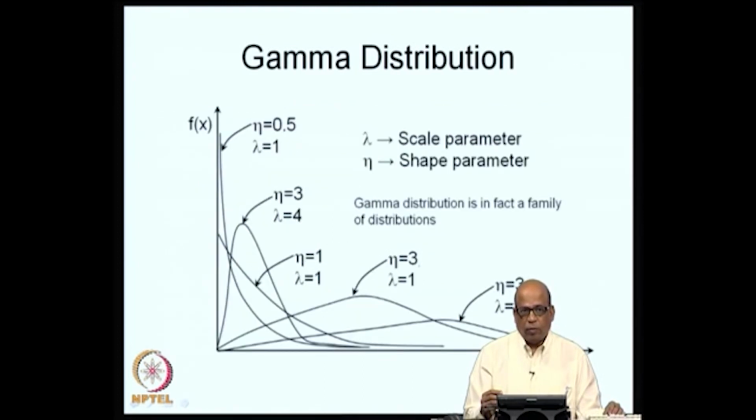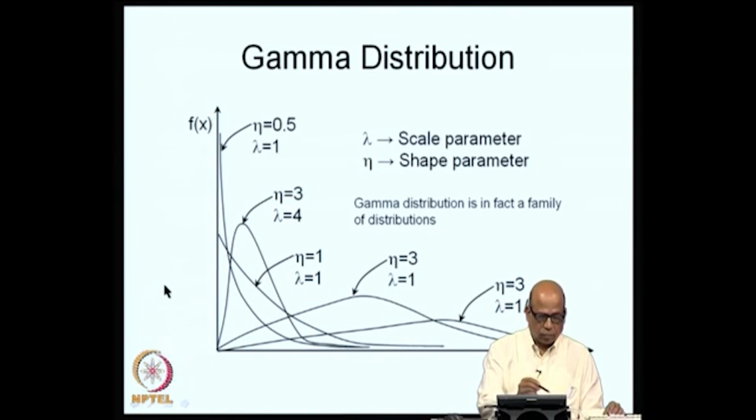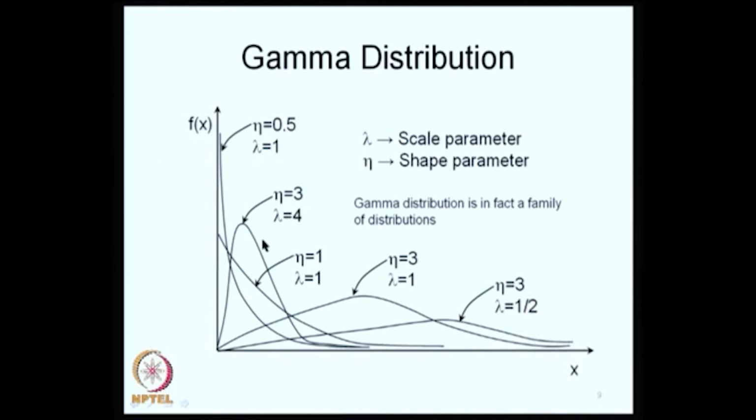So, if you see the plots of the gamma distribution, let us say eta is equal to 0.5 and lambda is equal to 1, that will plot itself as this particular curve here. As eta approaches 1, the curve should approach an exponential distribution. Then eta is equal to 3, lambda is equal to 4, you have this particular curve. Eta is equal to 1, lambda is equal to 1, you have this kind of a curve. Eta is equal to 3, lambda is equal to 1, you have this kind of a curve, and so on.